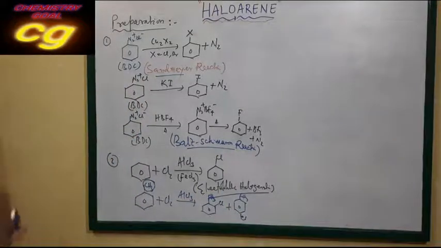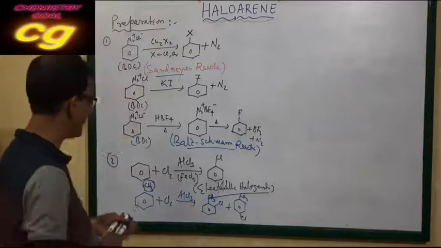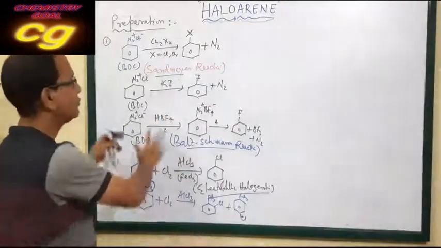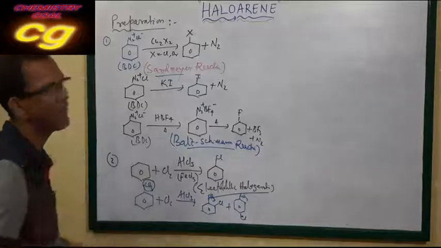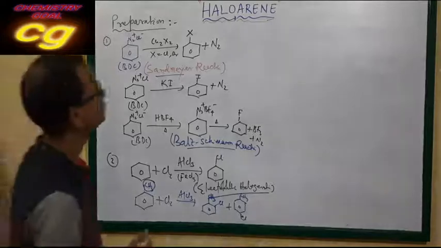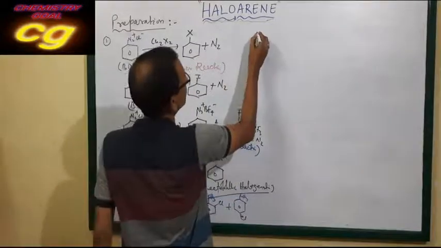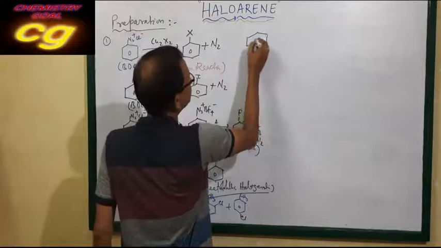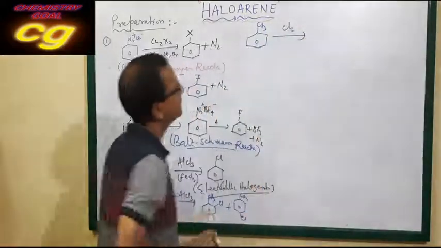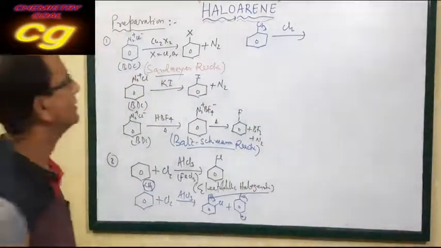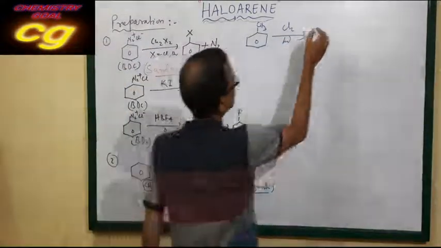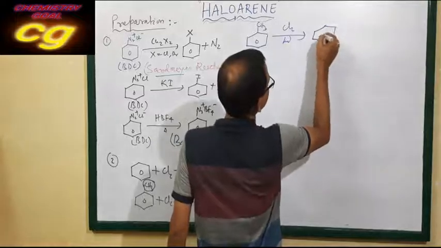But these are all halogenation at the ring position, the ring substituted product. In all cases it is the ring position. But how can you substitute in the side chain? For example, if you take toluene and use chlorine and light or heat, the product will be benzyl chloride.